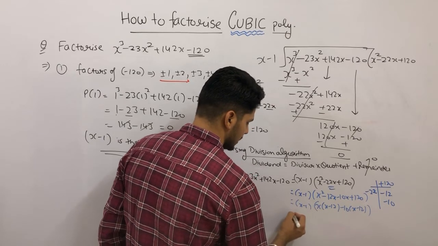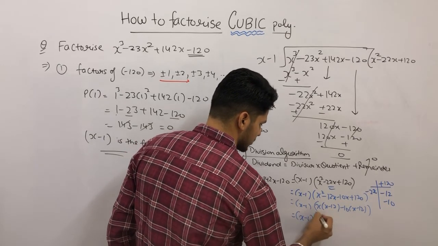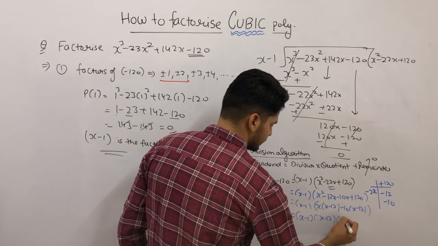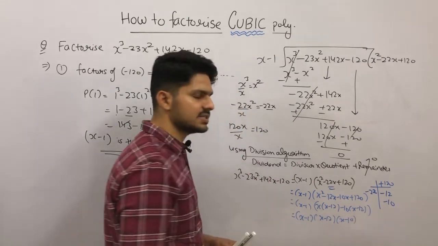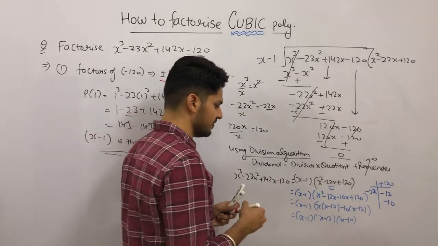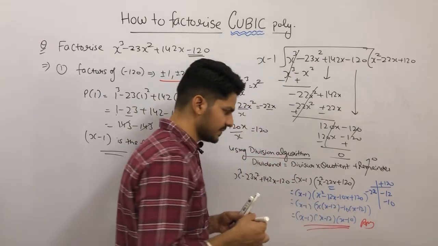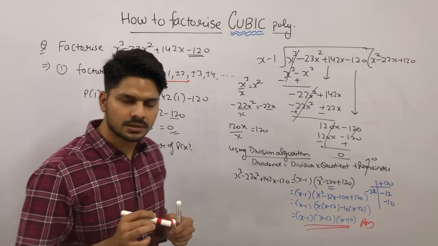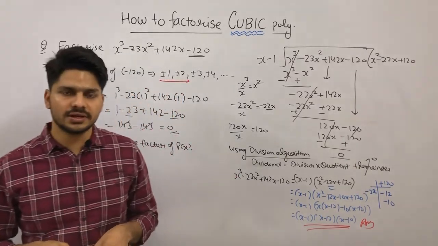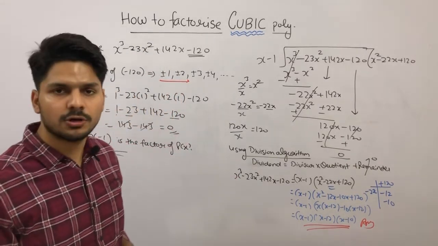So now our last step, x minus 1, here common is x minus 12, and you will be left with x minus 10. So this is our final factorization of a cubic polynomial. Okay, is it clear? Simple. Now you can complete your exercise 2.4 easily, the last question of cubic polynomial.